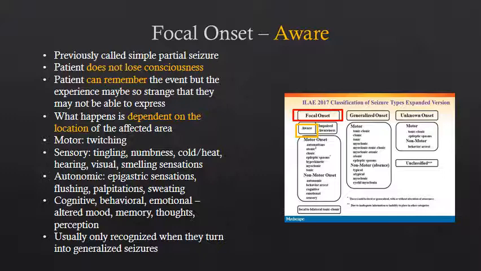They can have motor symptoms like twitching of the face or of the hand or abnormal movements of other muscles in the body. Sensory presentation where they can have a tingling sensation, numbness on certain part of the body, cold or heat sensations, or hearing, visual, and smelling sensations.